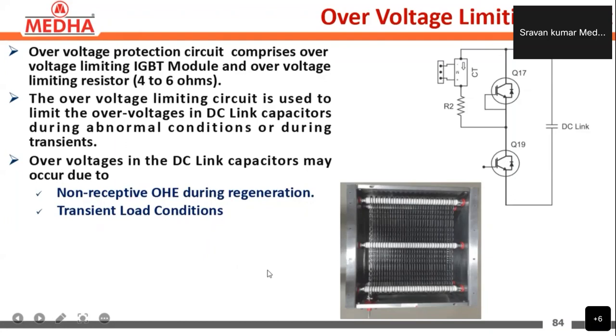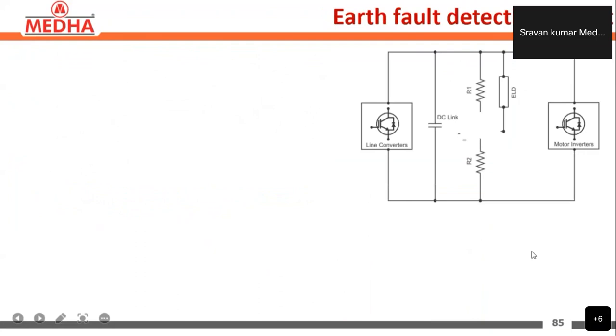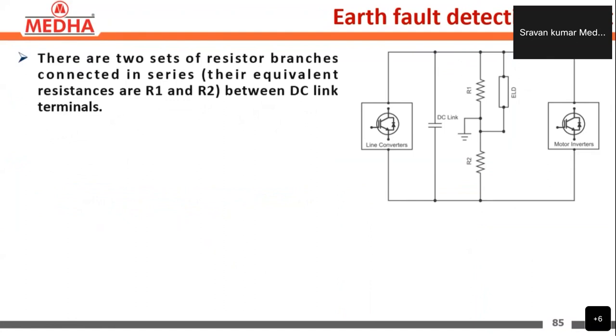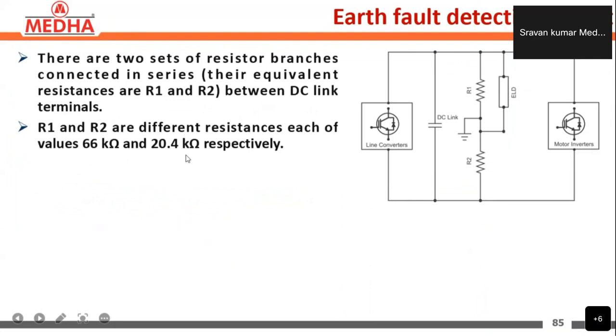So next, the earth fault detection circuit. In this earth fault detection circuit, we have two sets of resistors. One is of 66 kilo ohms and the other is of 20.4 kilo ohms. R1 is the 66 kilo ohm resistor, and R2 is the 20.4 kilo ohm resistor. These are connected across the DC link.